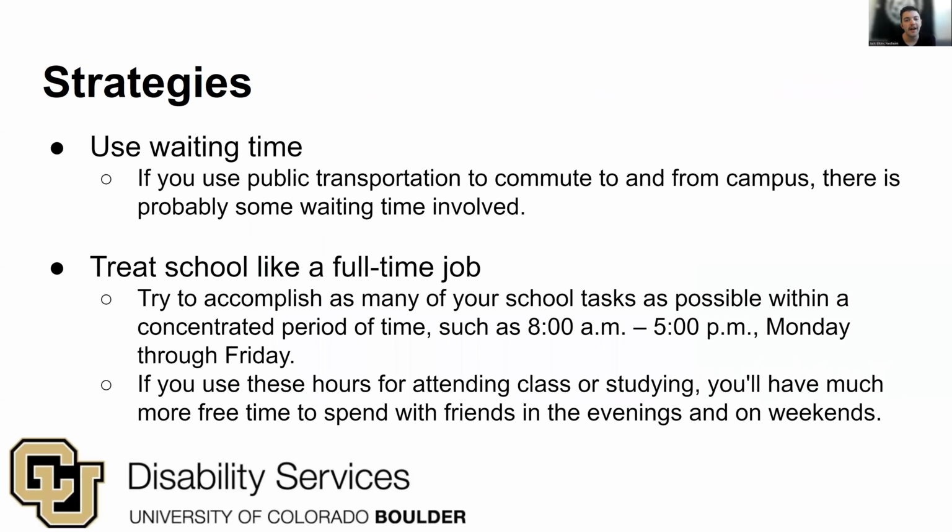Some more strategies to optimize using your time. Use your wait time, especially if you use public transportation to commute to and from campus. You can get some work done while you're on the bus or even just sitting between classes. It's helpful to get into the mindset of treating school like your full-time job. Try to accomplish as many of your school tasks as possible within the concentrated period of time, such as 8 a.m. to 5 p.m. Monday through Friday. If you fully use these hours for attending class and studying, you'll have more time to spend with your friends in the evenings and on the weekends.